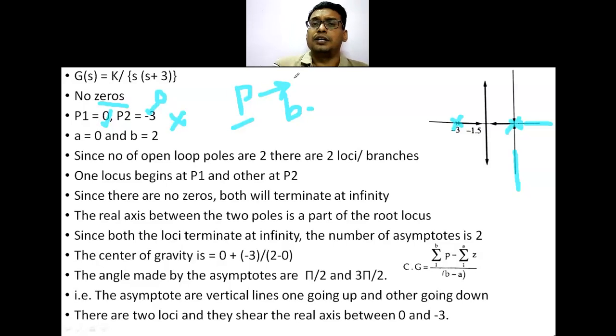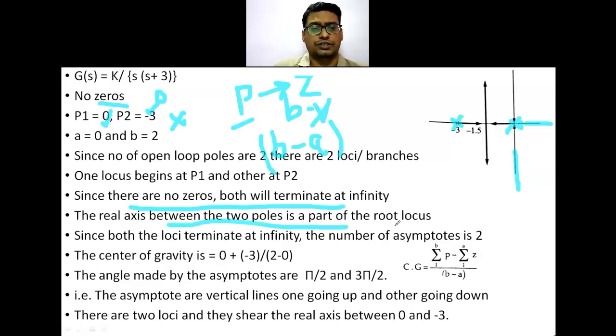And as many zeros as there are, that many poles will go to the zeros first. But in this case, there is no zero. So all P minus Z branches will follow the asymptotic path. So in this case, it is 2. Since there are no zeros, both will terminate at infinity. The real axis between the two poles is a part of the root locus. Since both the loci terminate at infinity, the number of asymptotes is 2.